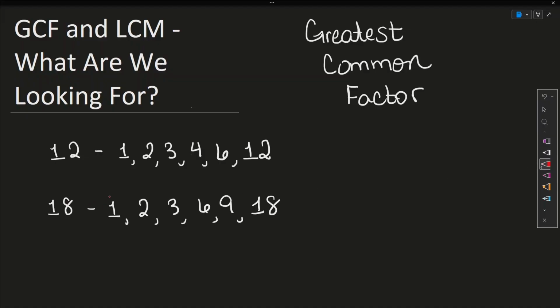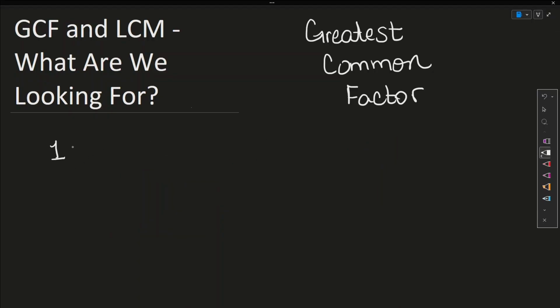So what do they have in common? They both have a 1, they both have a 2, they both have a 3, and they both have a 6. These are their common factors. The largest one is 6. So the GCF of 12 and 18 is 6.